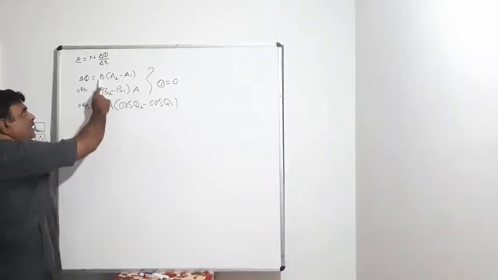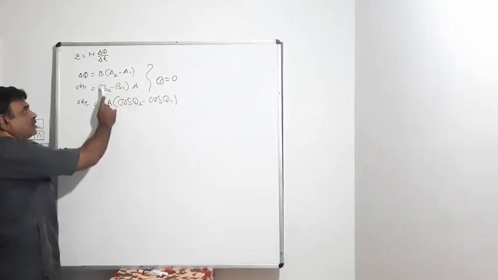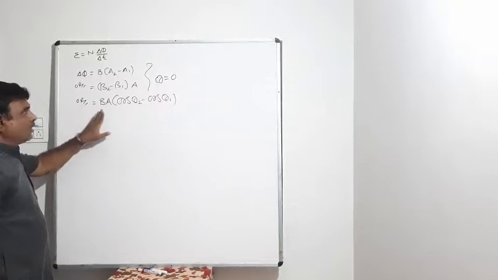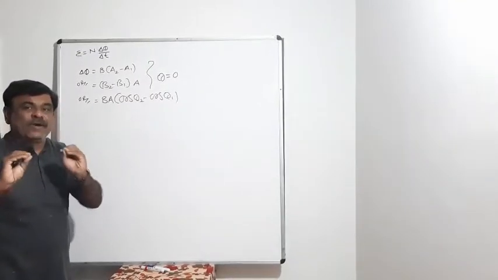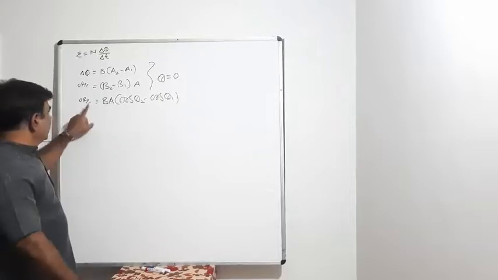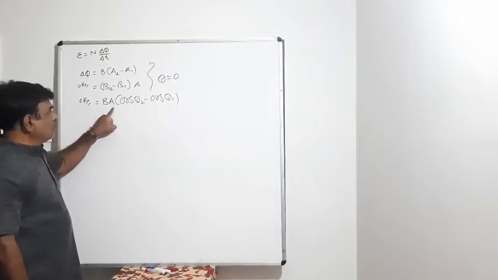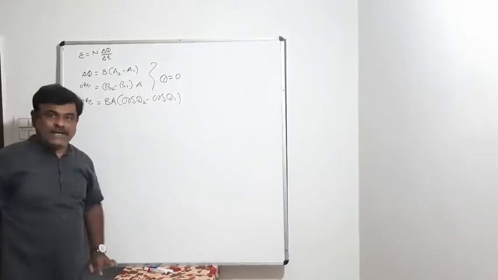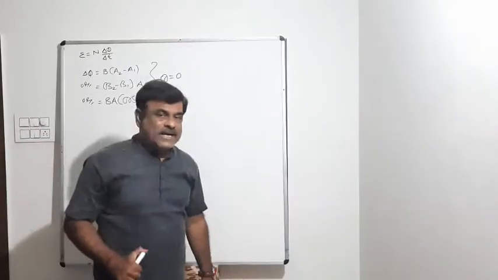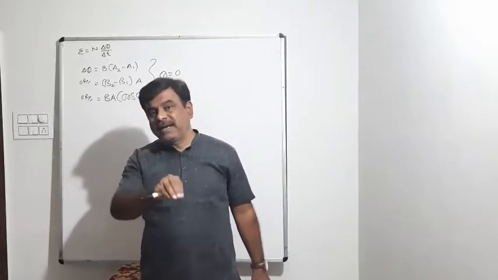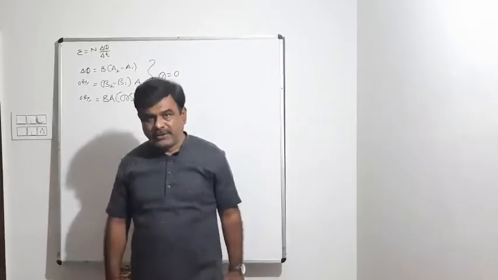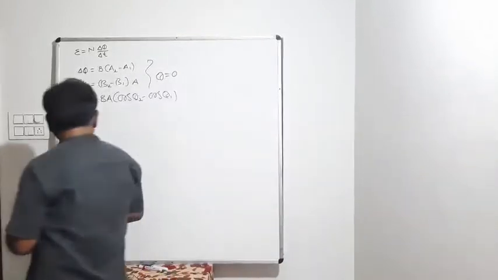Here, B is constant and A is variable, or A is constant and B is variable. And the third case is when the loop is rotating from theta 1 to theta 2. Then in that case, the change in flux is BA times cos theta 2 minus cos theta 1. What I said, I have avoided the negative sign, which is due to Lenz's law, that we will discuss separately as the direction of induced EMF.